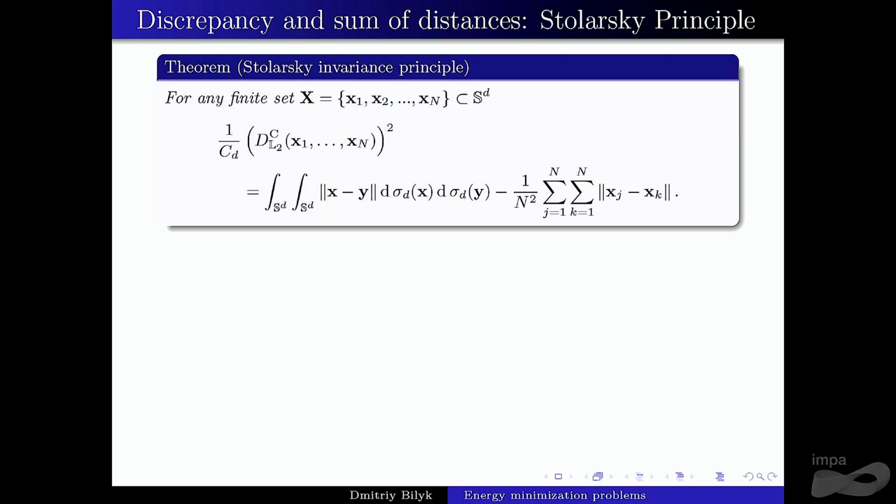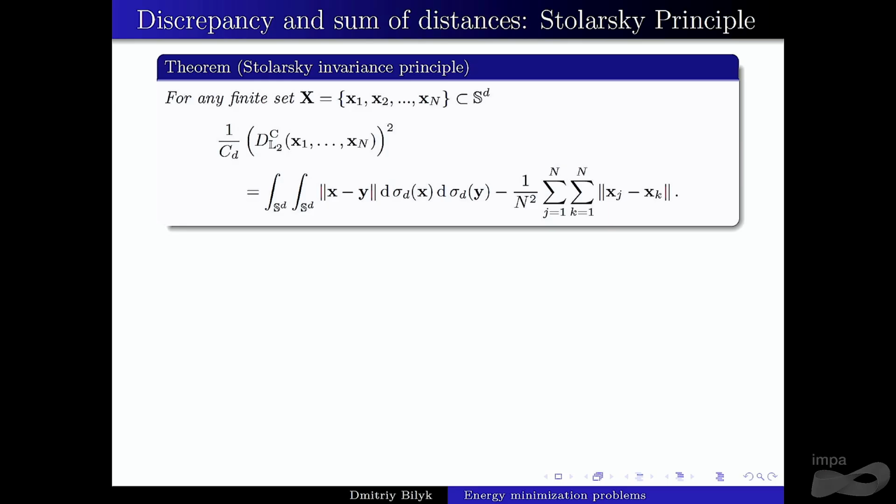Well, there is one very important connection of this object to energy. This is an identity which was discovered by Stolarsky in the 70s, and it's known as the Stolarsky identity or Stolarsky invariance principle. It tells you that up to a certain constant, the L2 spherical cap discrepancy squared is equal to the difference between the continuous and discrete energies, where the kernel is just the Euclidean distance to the first power. So this is the Riesz energy with parameter s equal to -1.